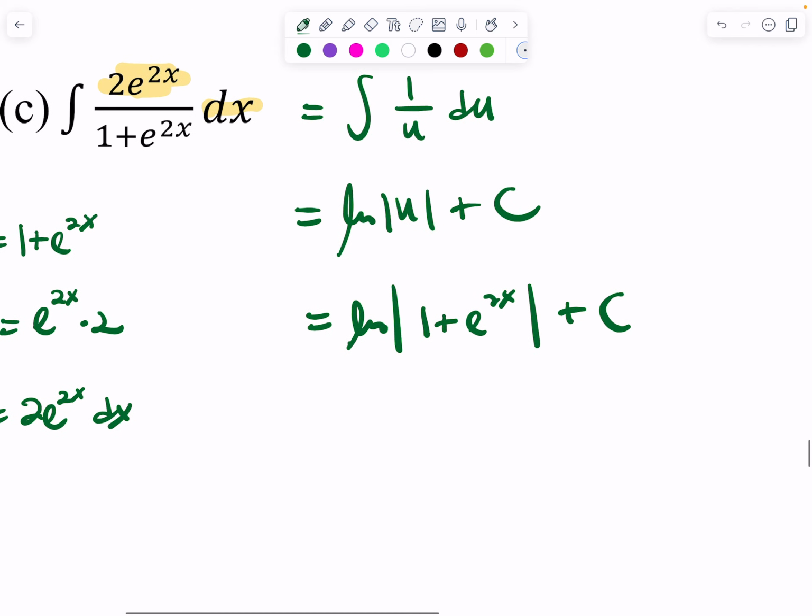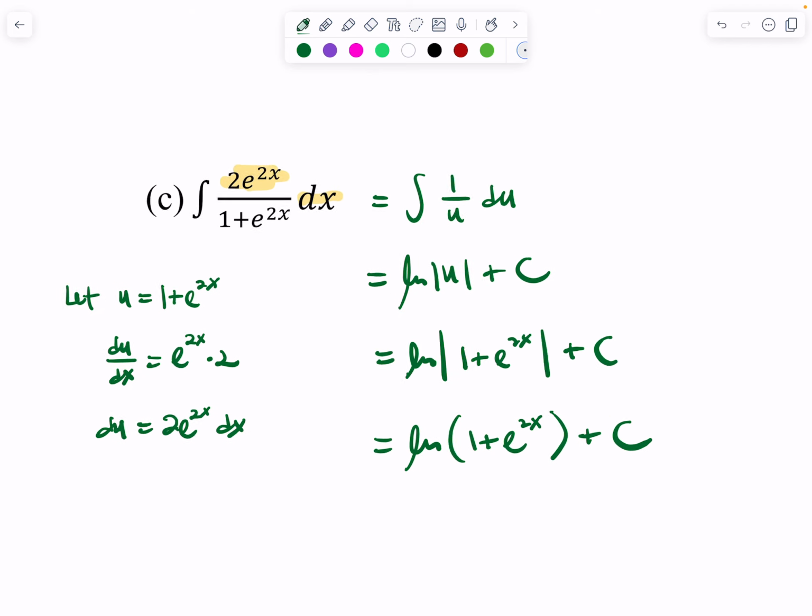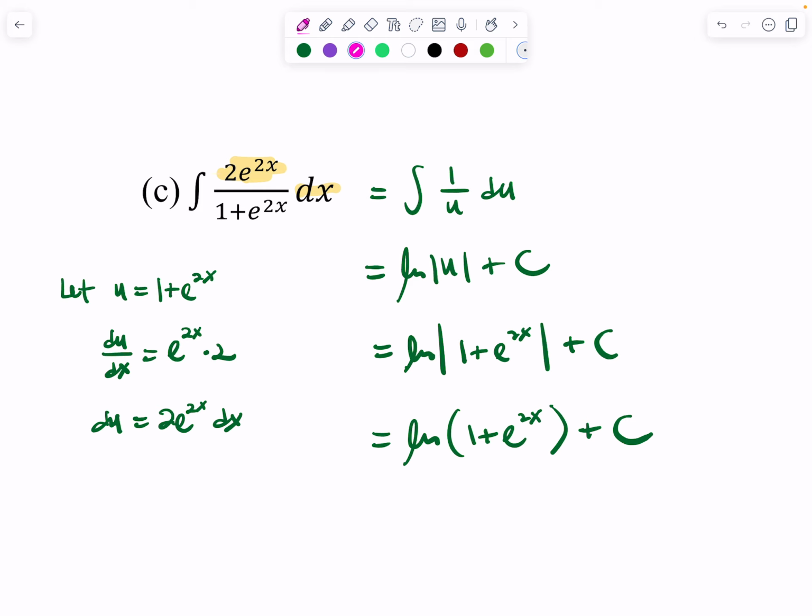Now, if this were multiple choice, you might not see an answer that has an absolute value, and that's because 1 plus e to the 2x is always positive. So you don't actually need the absolute value bars there. It wouldn't be wrong to leave it, but you don't actually need them. And there's your side work.